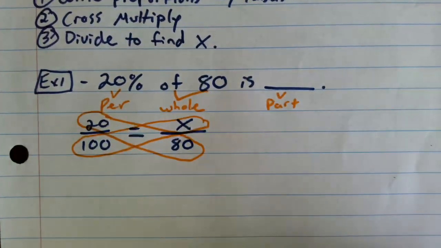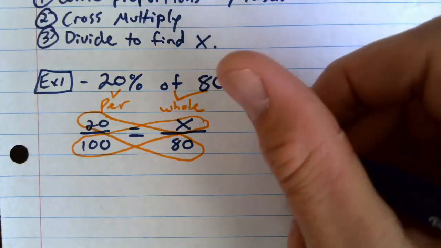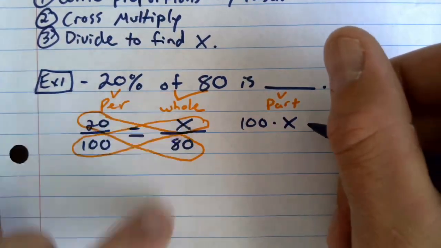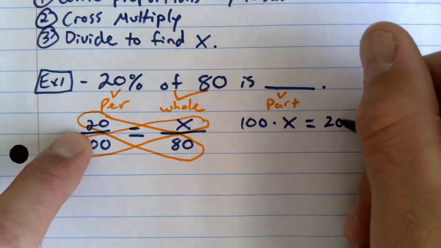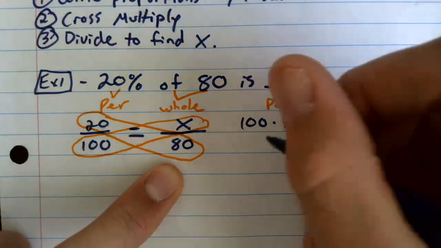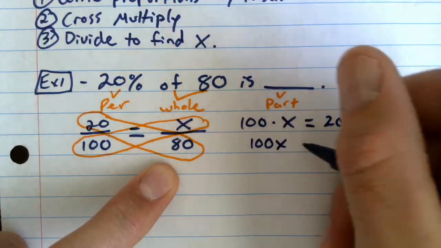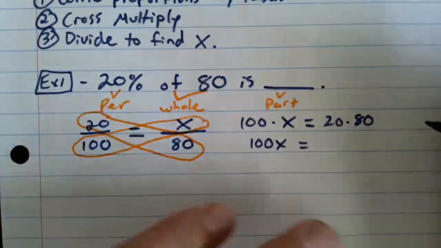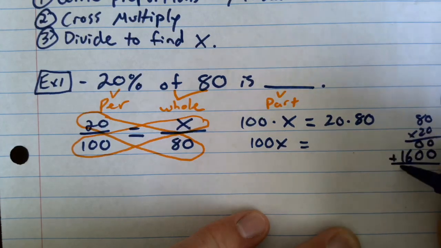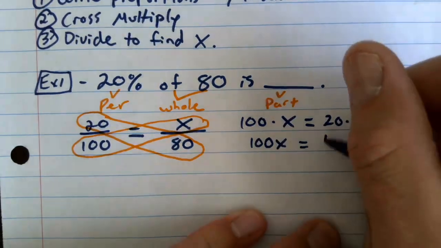Okay, and then once you have those circled right there, you just multiply. Cross multiply. So we have right here 100 times x equals 20 times 80. Okay, we know 100 times x equals 100x. And 20 times 80, just work that out right here off to the side. 0 times 0 is 0. 0 times 8 is 0. Placeholder, 2 times 0 is 0. 2 times 8 is 16. So you add it together and you get 1600.